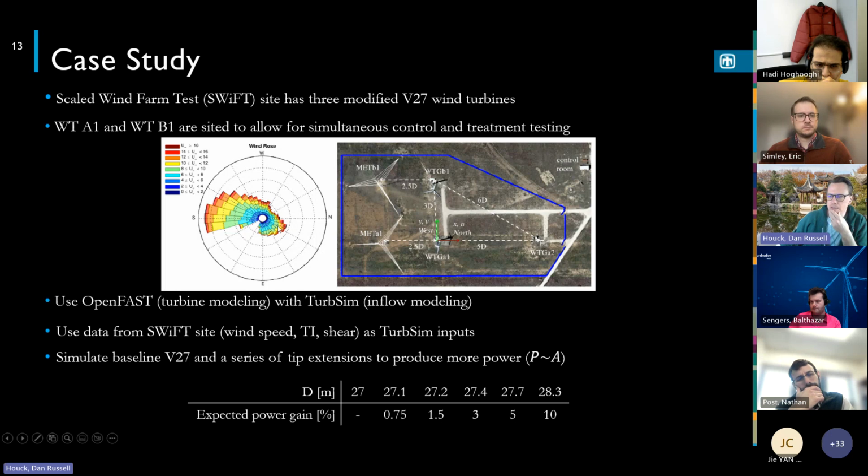To get a sense of control and treatment, but also to parameterize the results by the size of the expected difference, we just did tip extension. We made a very straightforward assumption that the power was proportional to the area, and did the math to find the tip extensions we would need for different expected power gains. Without any real design work, we just linearly extrapolated the baseline tip in the OpenFAST files to make those tip extensions. Very simple.